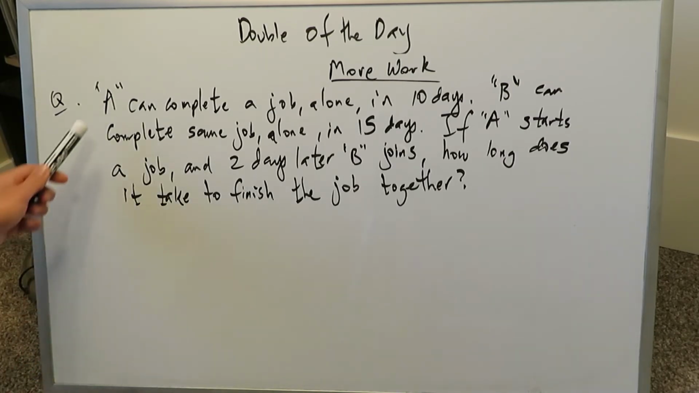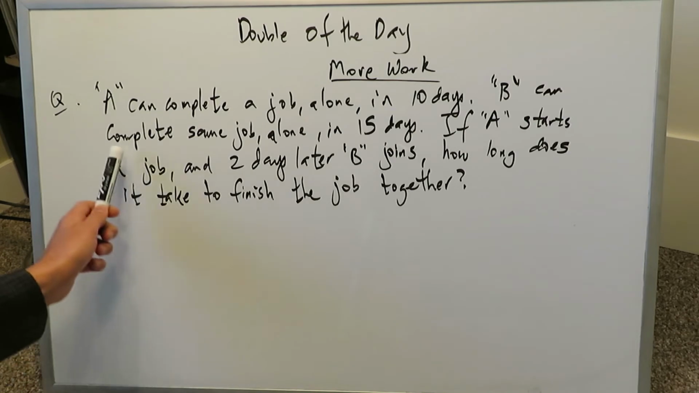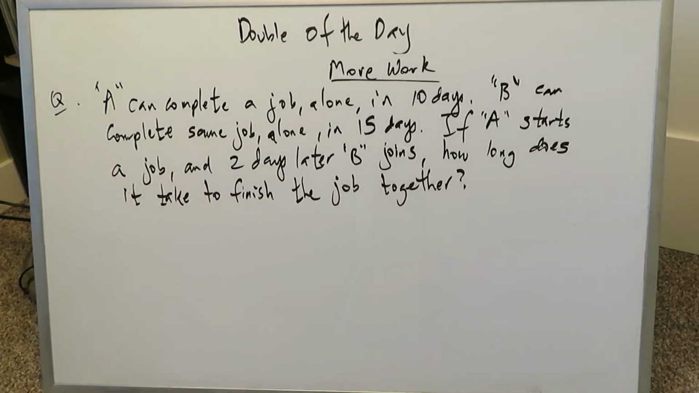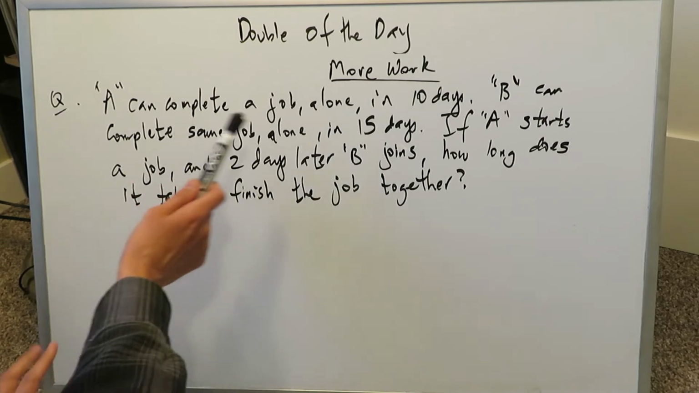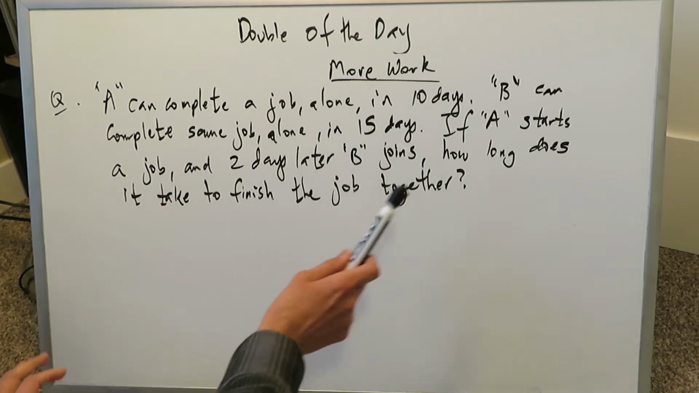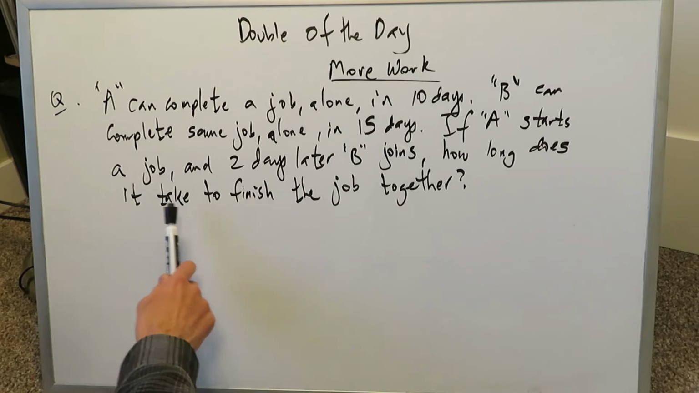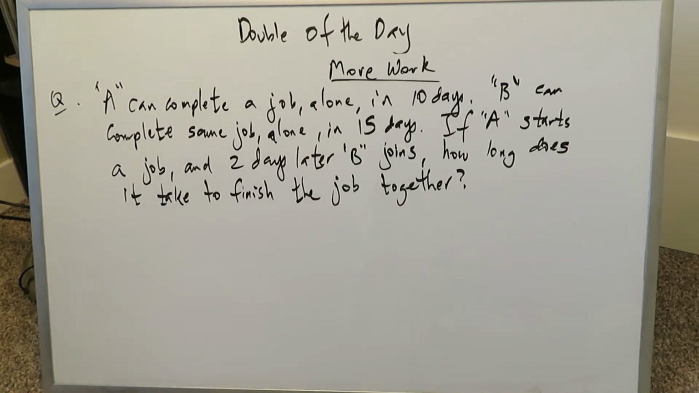The question is this: person or entity A can complete a job working alone in 10 days. Entity or person B can complete that same job working alone but in 15 days. If A starts the same job and 2 days later B joins, how long does it take to finish the job, working together towards completion of that job?